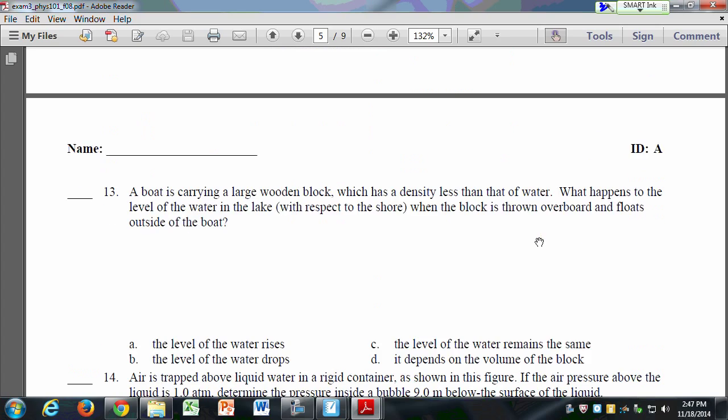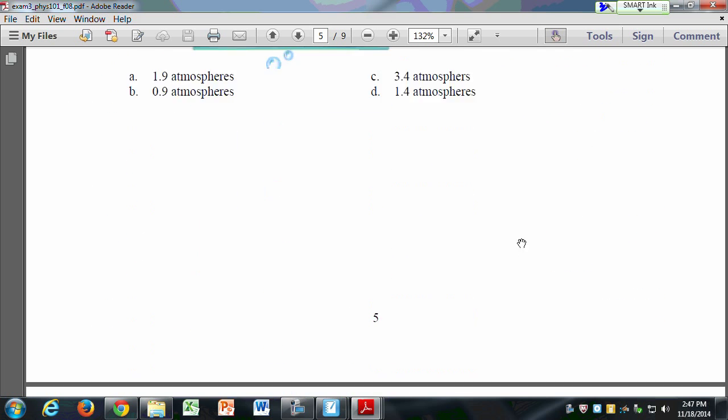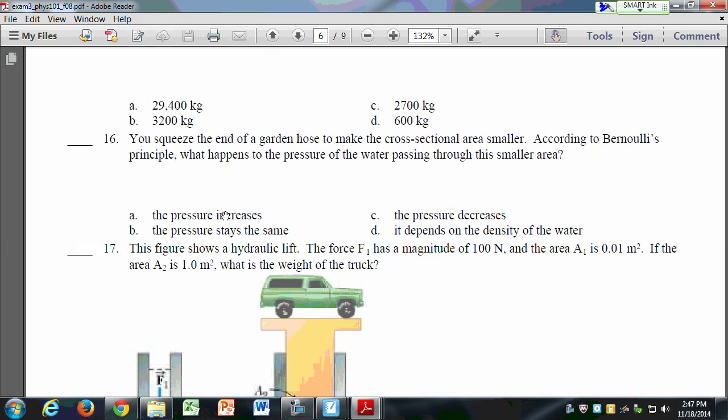And we're at 13. You squeeze the end of a garden hose, make the cross-sectional area smaller. What happens to the pressure then of the water? Does it increase, decrease, or stay the same? It decreases. Because you've decreased the area, you increase the velocity, and then by Bernoulli's equation, if you increase the velocity, you decrease the pressure.